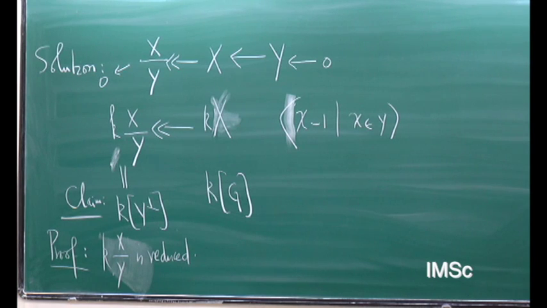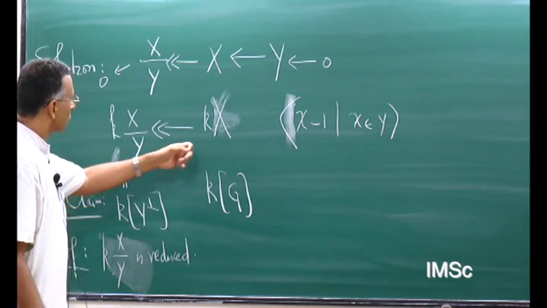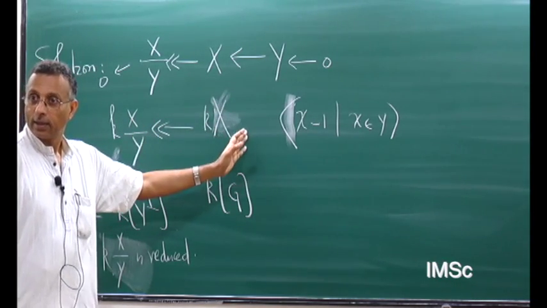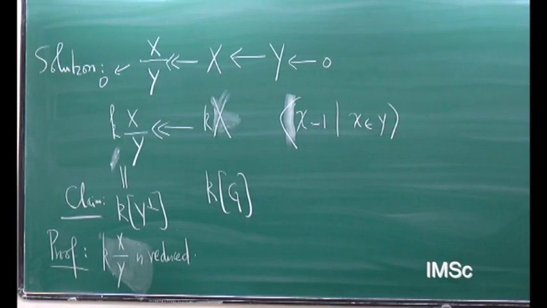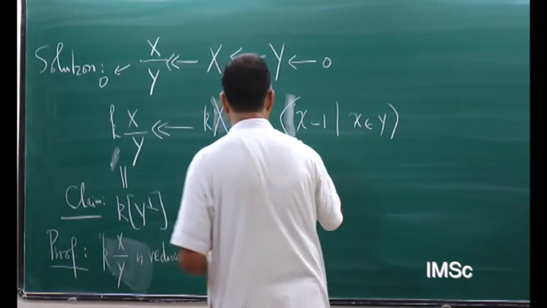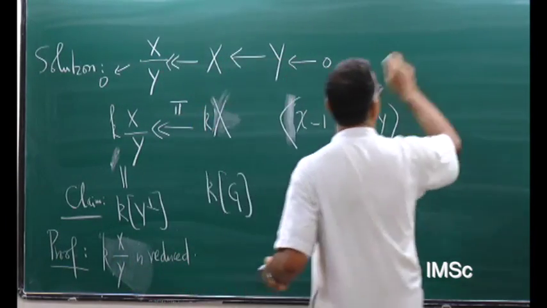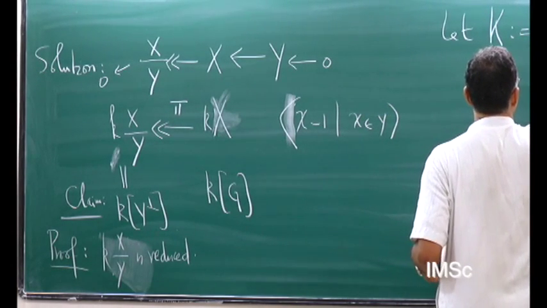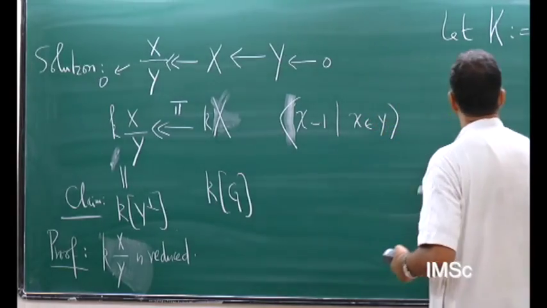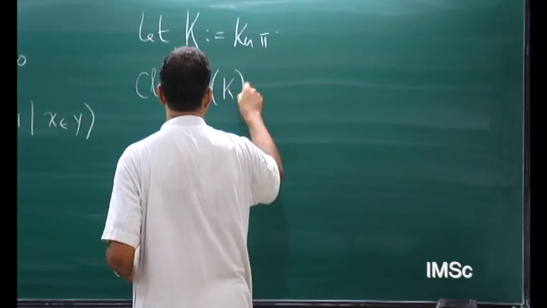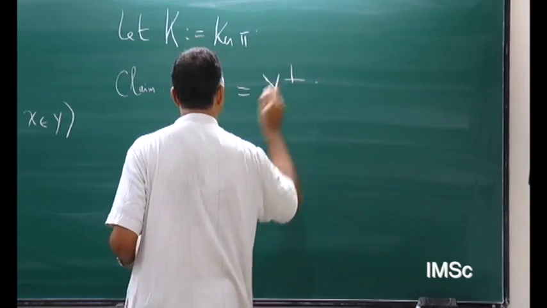So I claim, look at the kernel here. So let's call this map pi. Let K be equal to the kernel of pi, right? Claim: the variety of K is equal to y perp.